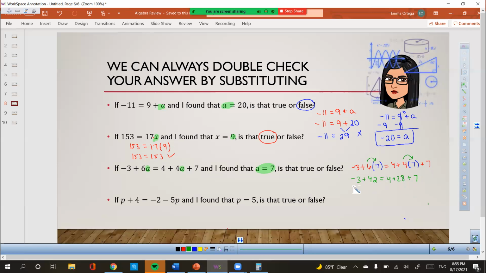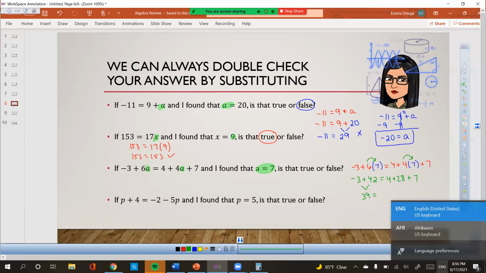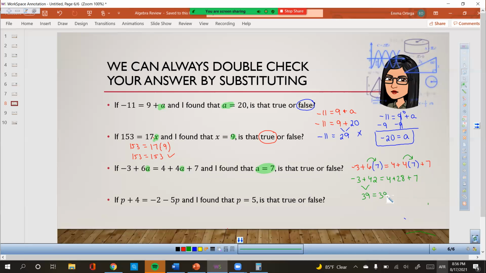Now let's combine like terms on the same side. What's negative 3 plus 42? That's 42 minus 3, which gives me 39. Equals, and since there's more positive, the answer is going to stay positive, 4 plus 28, 29, 30, 31, 32, and then plus 7, 33, 34, 35, 36, 37, 38, 39. Ooh, 39 as well. And yes, Ms. Ortega is using her numbers to count. Again, there's no shame in that.